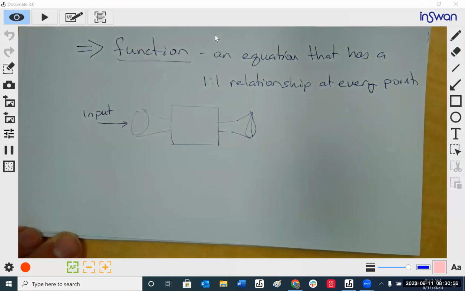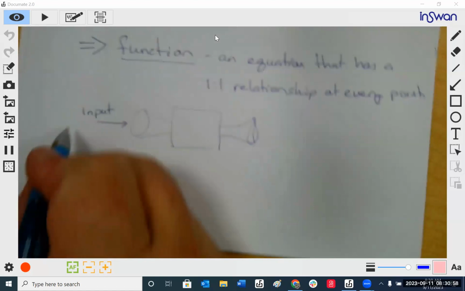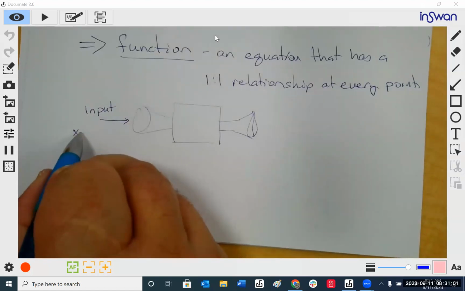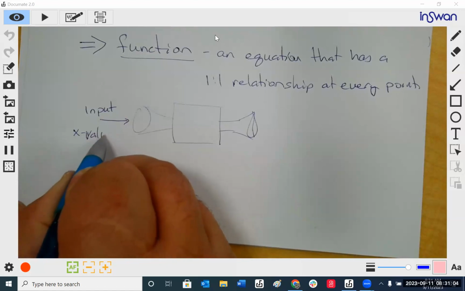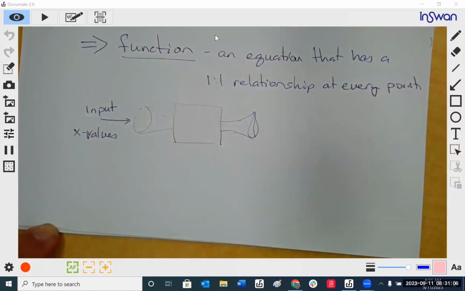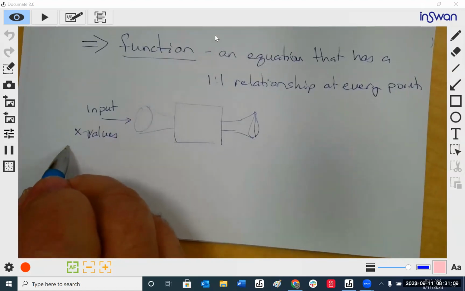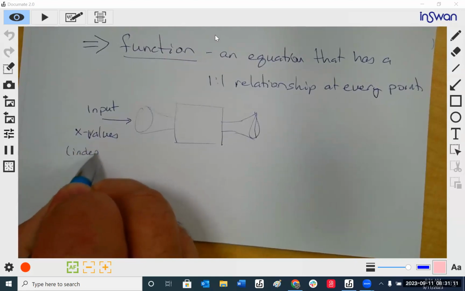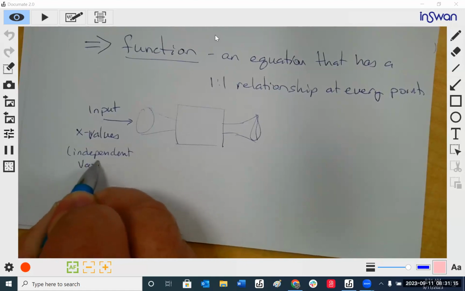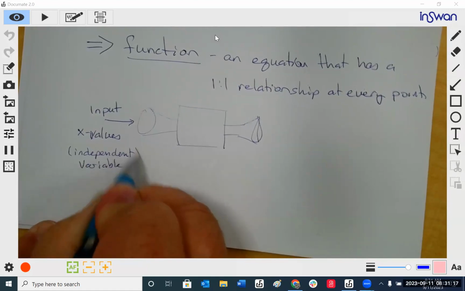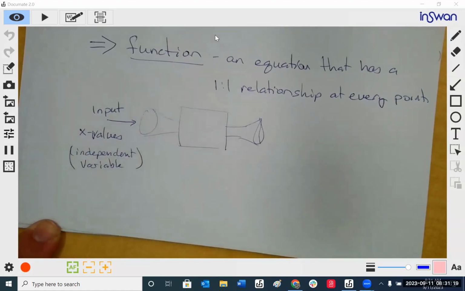Your input. Your input is usually always your x values. We call those the independent variable. The reason it's called an independent variable is because it can be anything you want it to be.